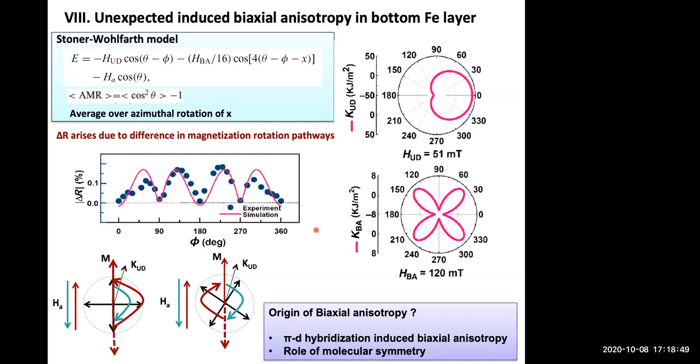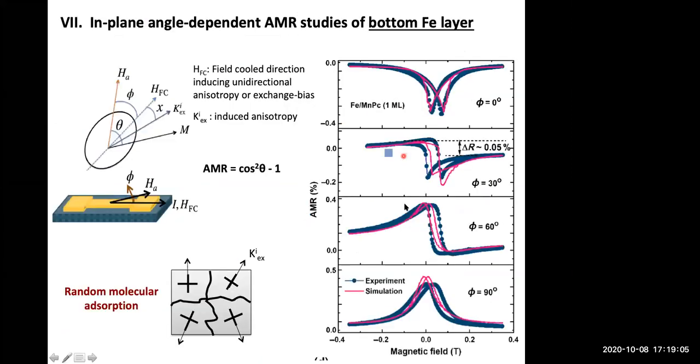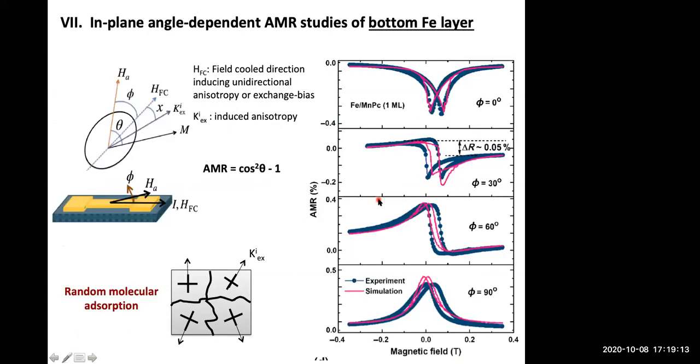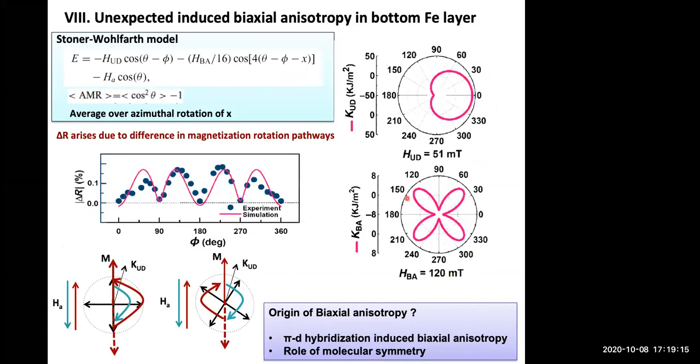And that's an open question in this community now, after our result, which we believe strongly has to do with the pi-d hybridization effect being induced in the system. And now the question is, what is the role of molecular symmetry? Is it just a coincidence that the molecule is 4-fold symmetric? Is this 4-fold symmetry replicating in the electronic density of states of the interface and therefore giving rise to a biaxial anisotropy?